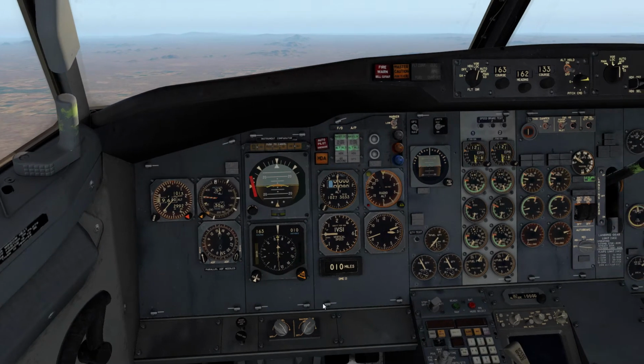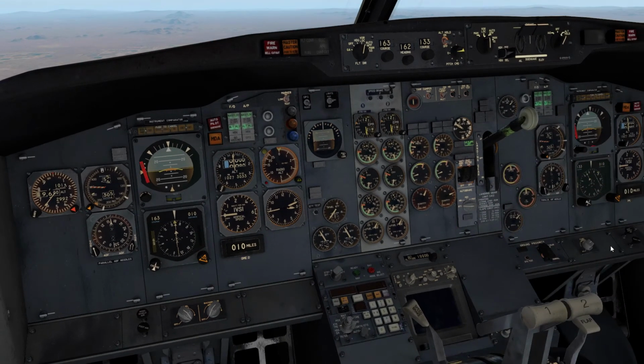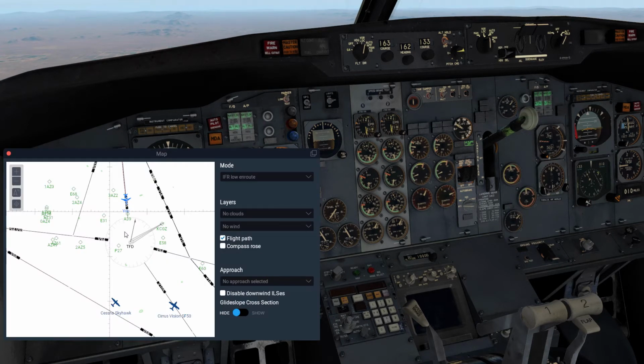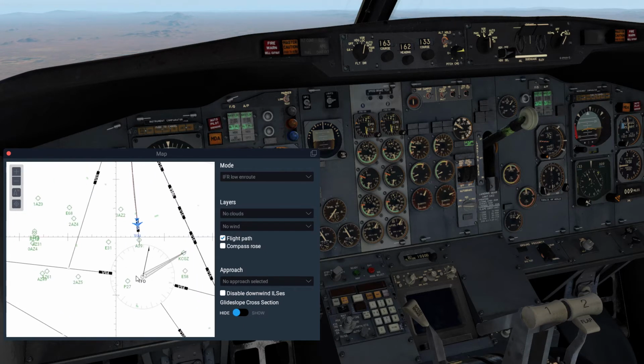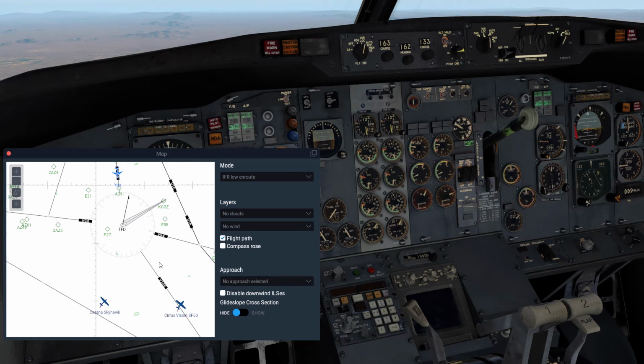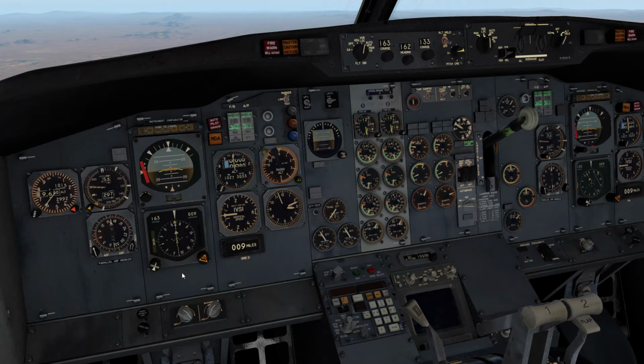What I'm going to do now is I already set up 133 outbound. We're going to follow that outbound when we get to TFD. This is Stanfield VOR. So it's going to be a slight, if I look at the map here, it looks like it's going to be a slight left turn. 9 miles out.